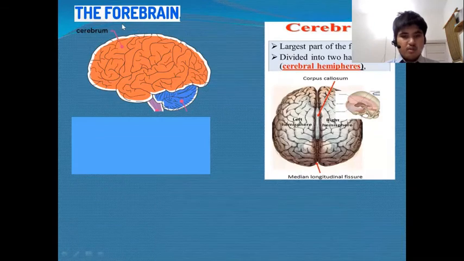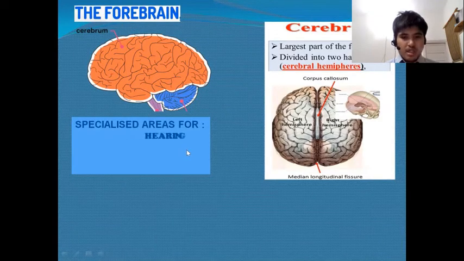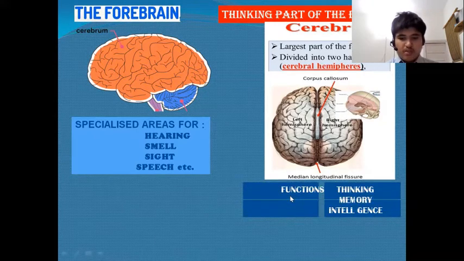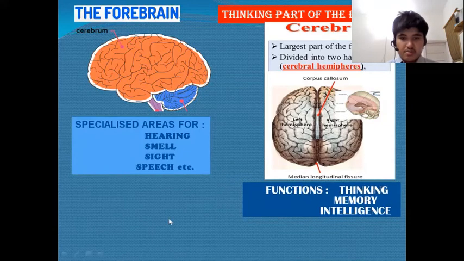Now the forebrain. The specified tasks of the forebrain are hearing, smell, sight, and speech. Now we'll talk about the thinking part of the brain, the cerebrum. The cerebrum is the largest part of the forebrain. It's divided into two halves called the cerebral hemispheres, the left hemisphere and the right hemisphere. The function of the cerebrum is thinking, memory, and intelligence.